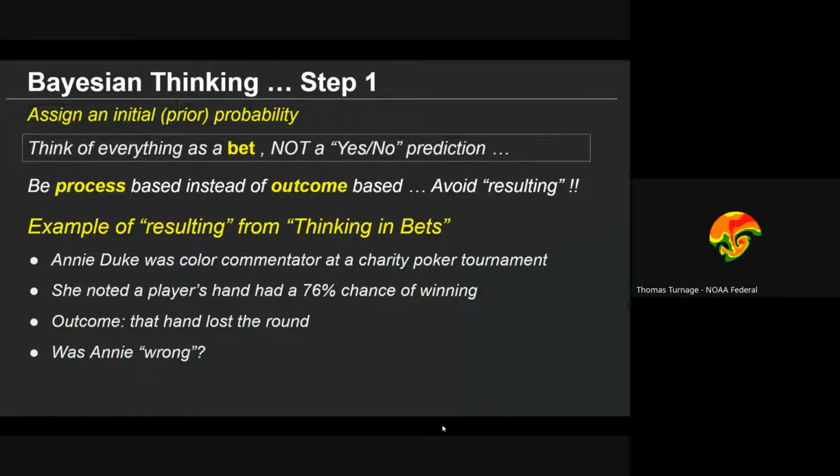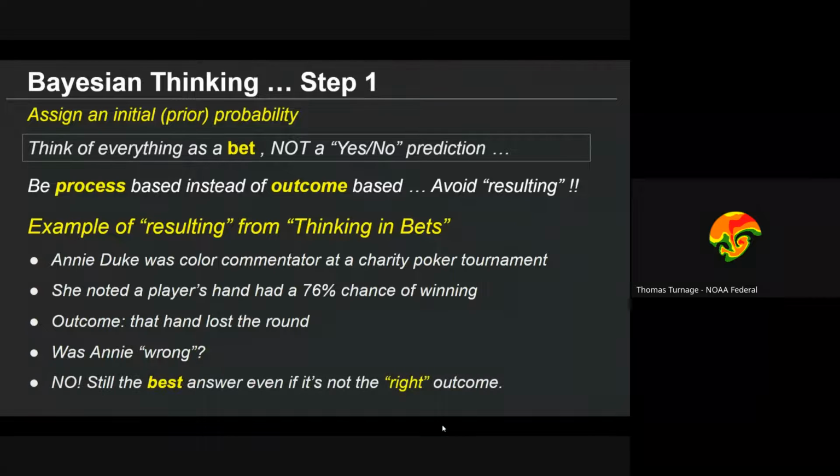In fact, somebody in the audience even said, Annie, you were wrong. Well, so the question is, was she wrong? I would say no, she wasn't. She gave the best answer, even though it wasn't the quote right outcome.